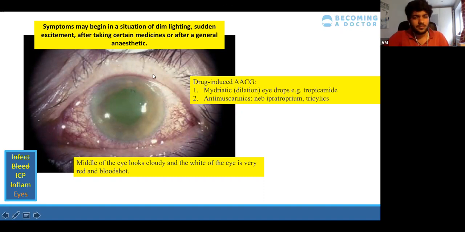So that's one of the main causes of acute angle closure glaucoma, but there's also drug-induced glaucoma, which is important for you to know. Any drugs that can dilate the eyes, like mydriatics, tropicamide, or any anti-muscarinics, can cause massive dilatation of the pupils and trigger this condition. The ones you typically see in exams are nebulized ipratropium and tricyclics. Those two classes of drugs can trigger this condition.